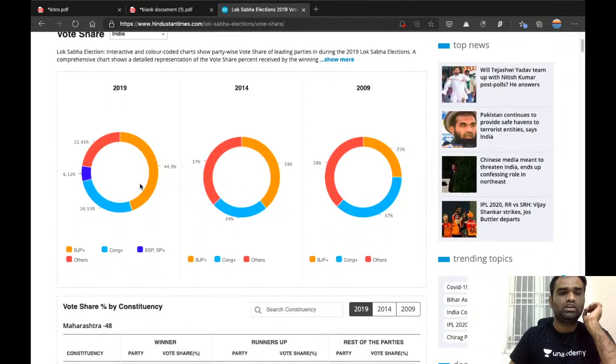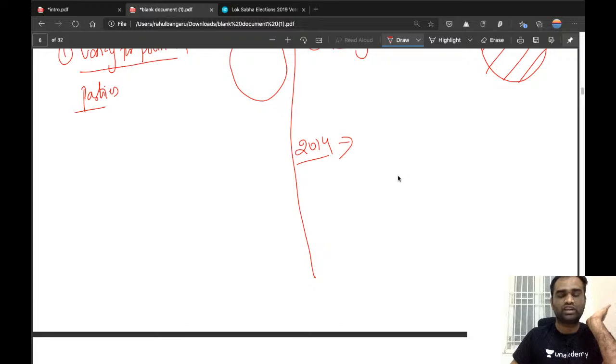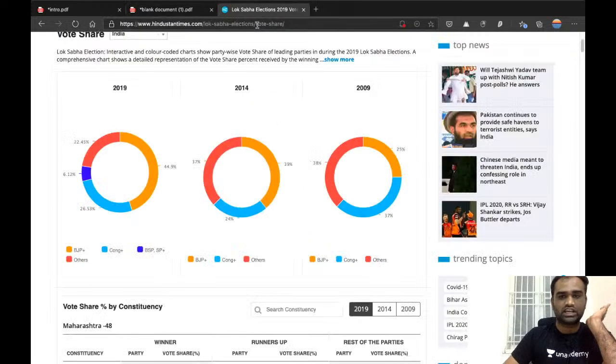Okay, see here everyone, in 2019, BJP got around 49% vote share and Congress got around 26% vote share. But what was the final seat tally? Even though BJP got only 44% of the votes, what was the final seat share of BJP? How many seats did BJP get? Can anyone tell me?